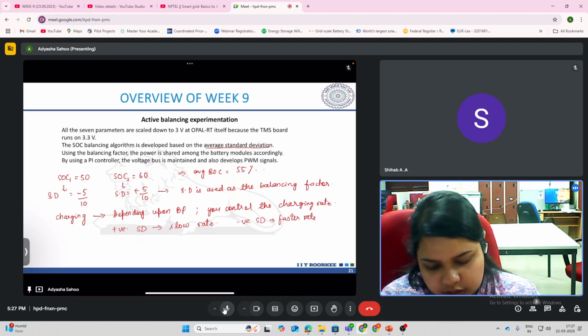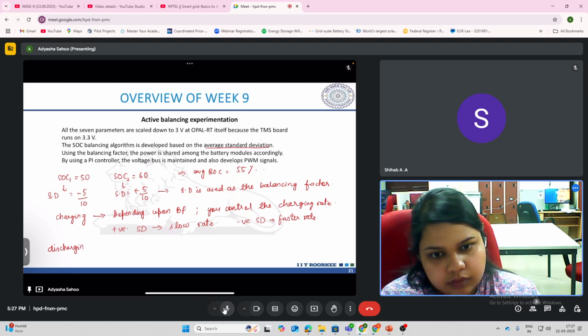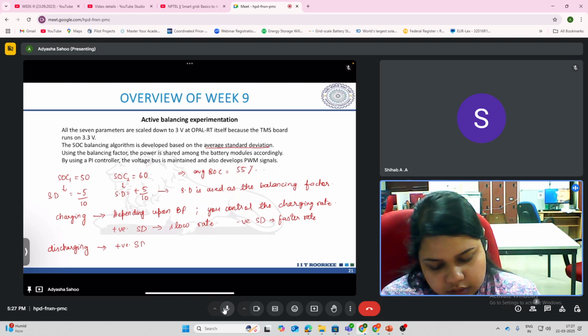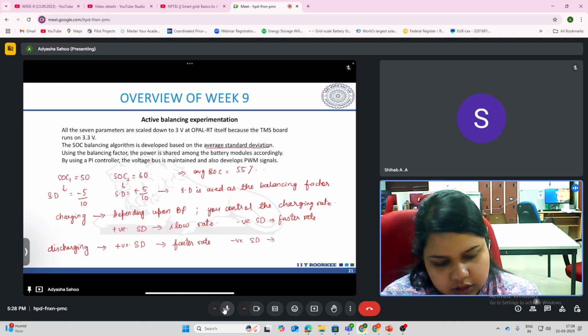Similarly, while discharging, if you have positive standard deviation, you will discharge at a faster rate, and if you have negative standard deviation, you will discharge at a slower rate.